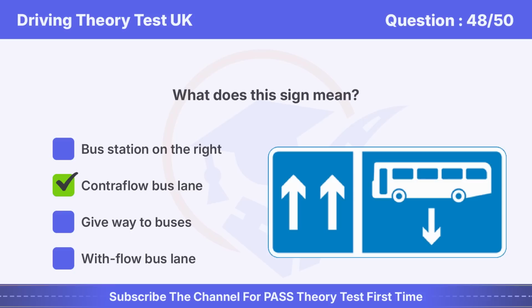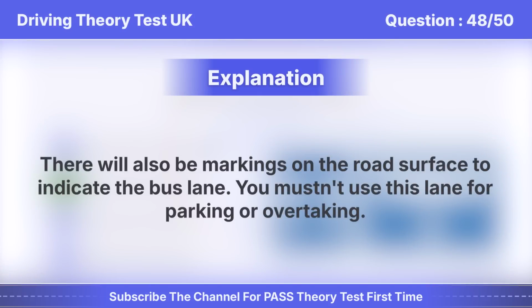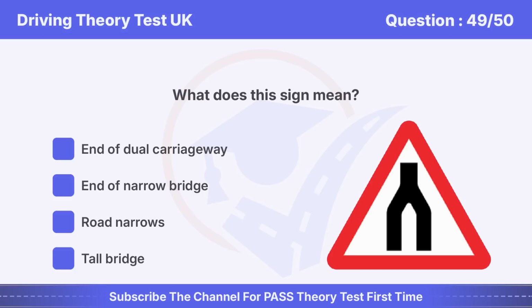Answer is B, contraflow bus lane. There will also be markings on the road surface to indicate the bus lane. You mustn't use this lane for parking or overtaking. Question 49. What does this sign mean?